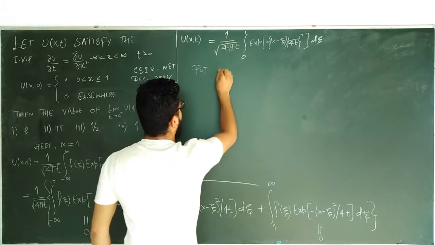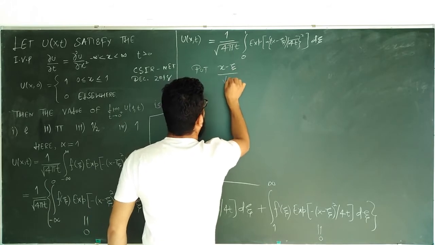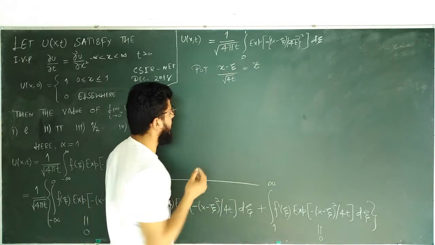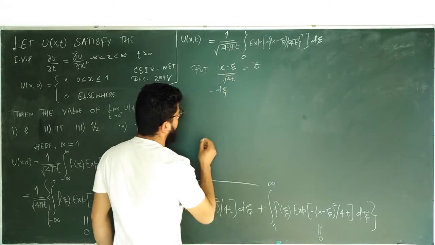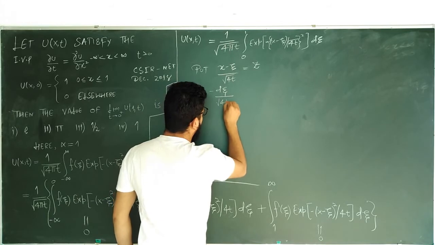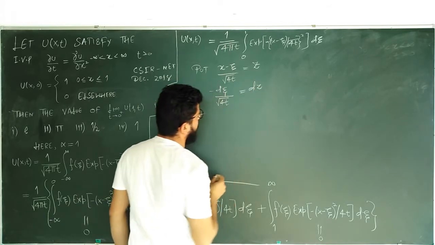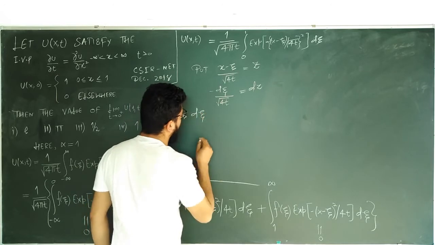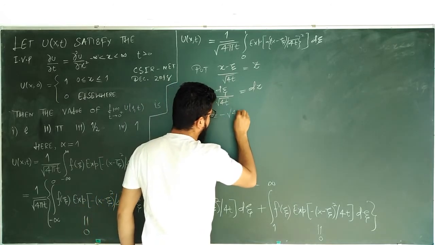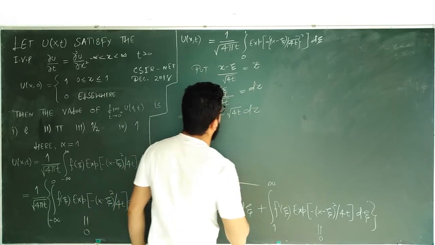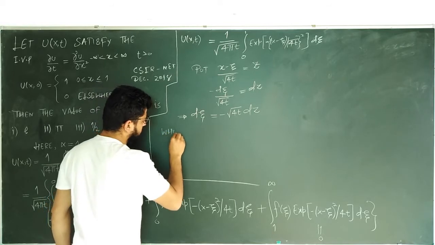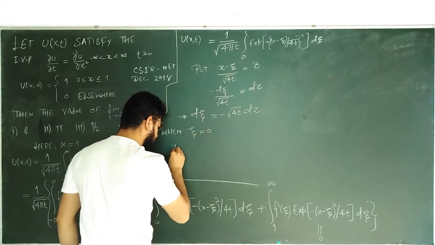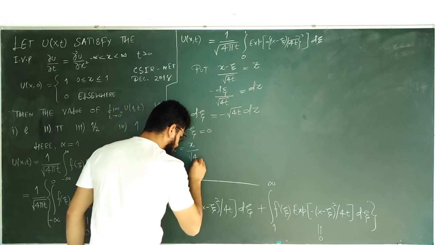I will just put (x minus psi) upon root of 4t equals, say, z. Now the moment you differentiate both sides, you will get negative d psi upon root 4t equals dz. That will yield us d psi is equal to negative under root of 4t dz. Now when psi is equal to 0, z is equal to x upon root of 4t.